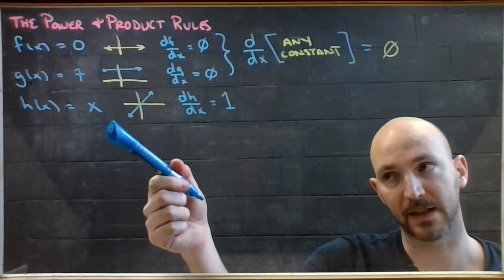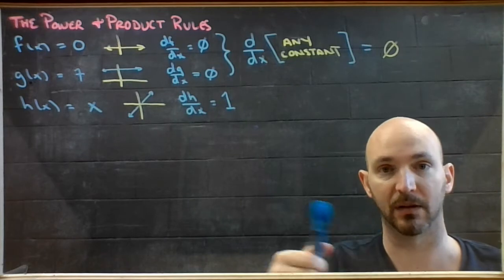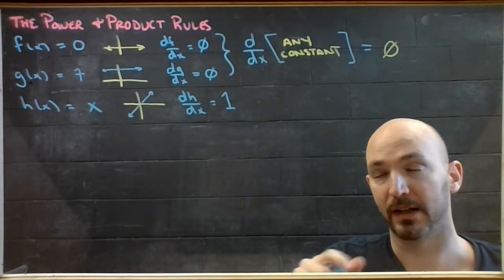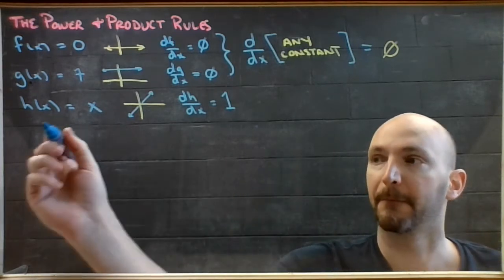We also ran this through the derivative operator, right? The limit as h goes to 0 of whatever. And it spat out 1 as the answer. So good, we've got that one.